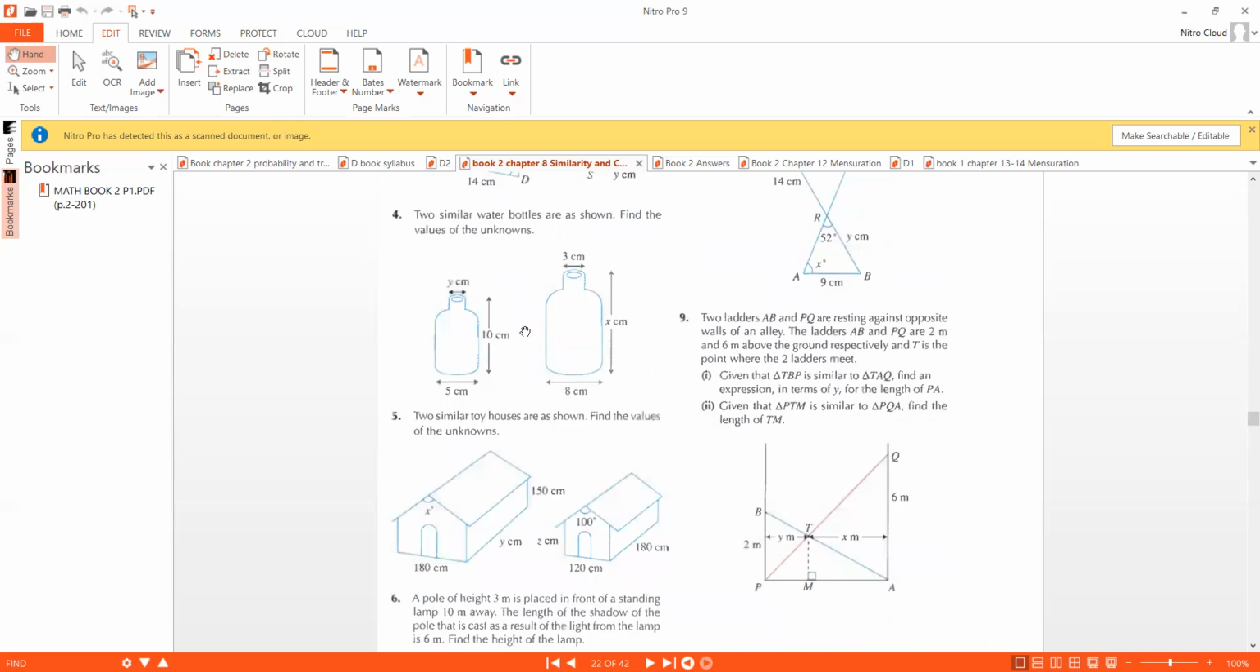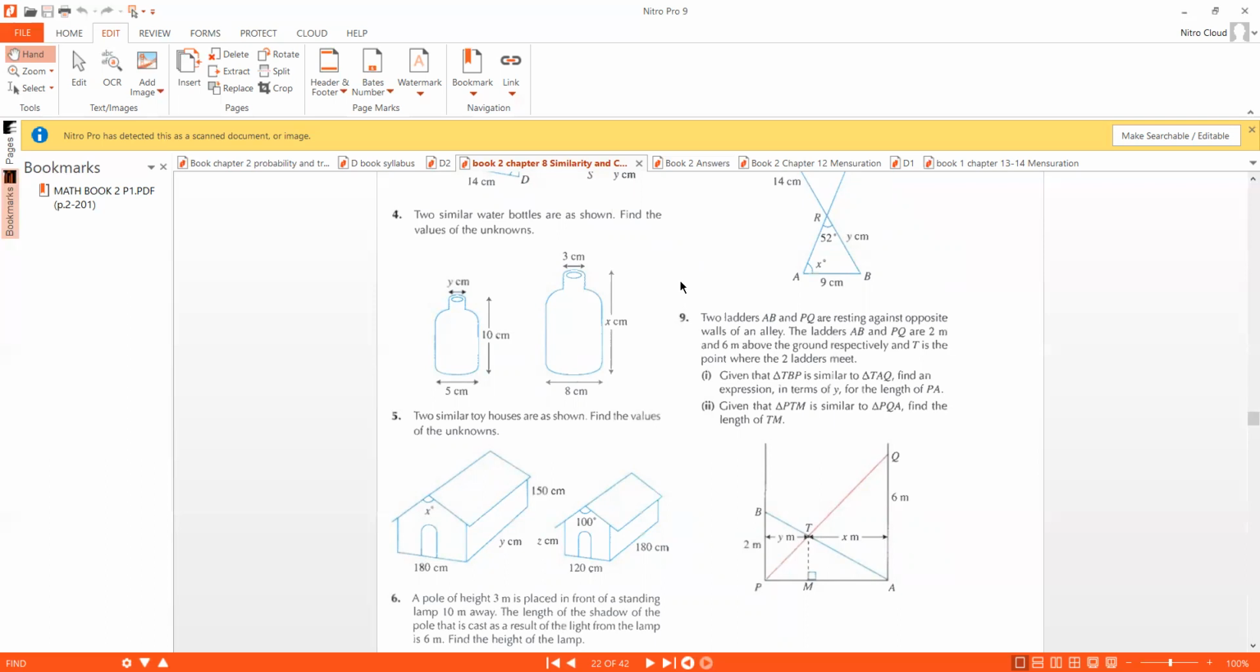Okay. So, what about this one? x would equal 16. How can you say that x is equal to 16? Is it correct? How can you say that?